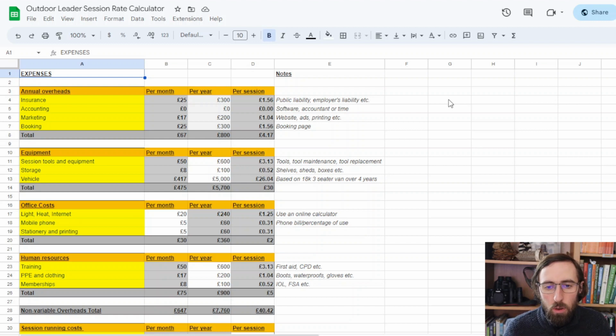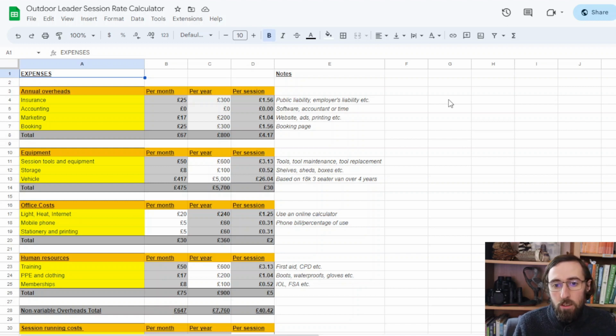So here we are in my Excel spreadsheet that I've built specifically for this video. It's very similar to the one that I use on a day-to-day basis. I've just simplified some things and I've removed others which are very specific to my own circumstances.